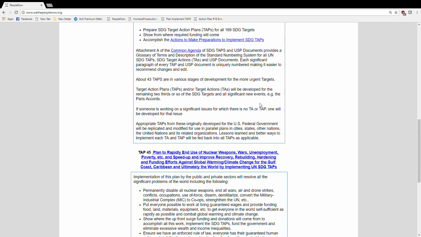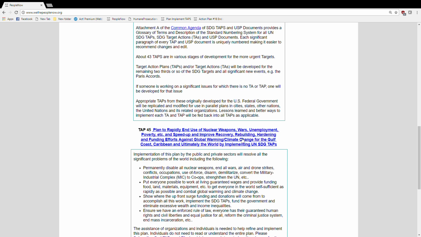So you can read this later on, but I'd like to go ahead and go to what we call Target Action 45, and this is the plan to rapidly end the use of nuclear weapons, which is the #1 priority. It ends wars, ends unemployment, poverty, and in particular it's aimed at speeding up and improving recovery of the Persian Gulf, of the Caribbean and the Gulf Coast of the United States. Now we need to do many of these things as rapidly as possible, and of course in the rest of the world. So we need to figure out a way to tie this all together.